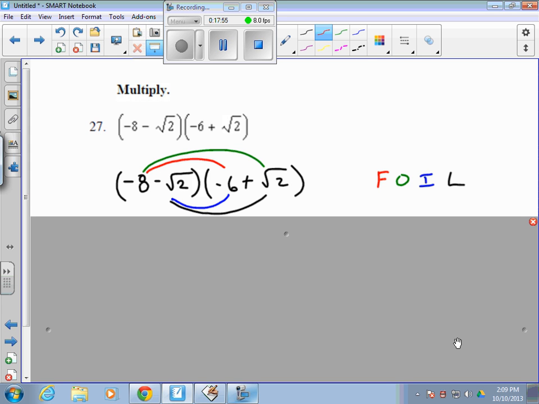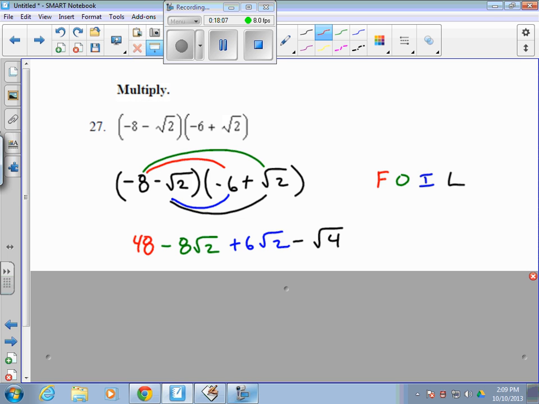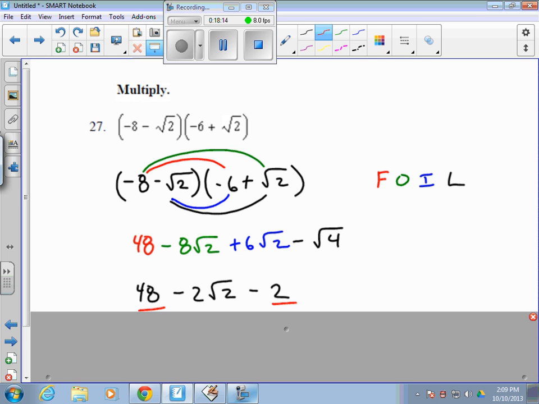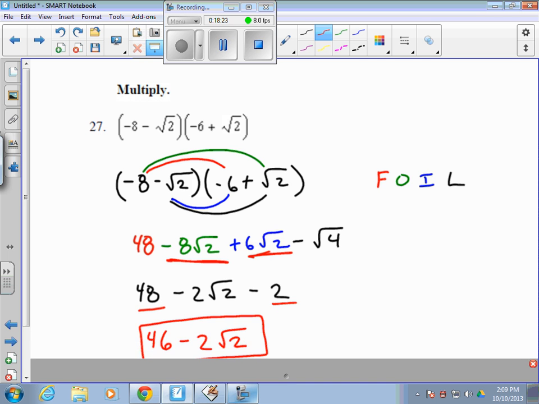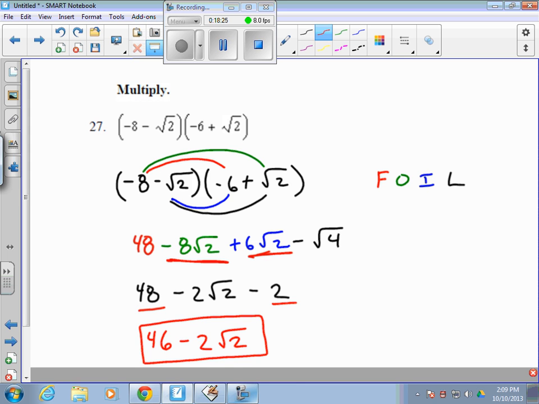Then we have foiling again. Foil your first terms, negative 8 times negative 6. Your outer terms, negative 8 times the square root of 2. Your inner terms, negative square root of 2 times negative 6. And your last terms, negative square root of 2 times positive square root of 2. You get 48 minus 8 times the square root of 2 plus 6 times the square root of 2 minus the square root of 4. When you combine your like terms, negative 8 times the square root of 2 and 6 times the square root of 2, it leaves you with negative 2 times the square root of 2. And then when you combine your like terms again, 48 and negative 2, you get 46 minus 2 times the square root of 2.